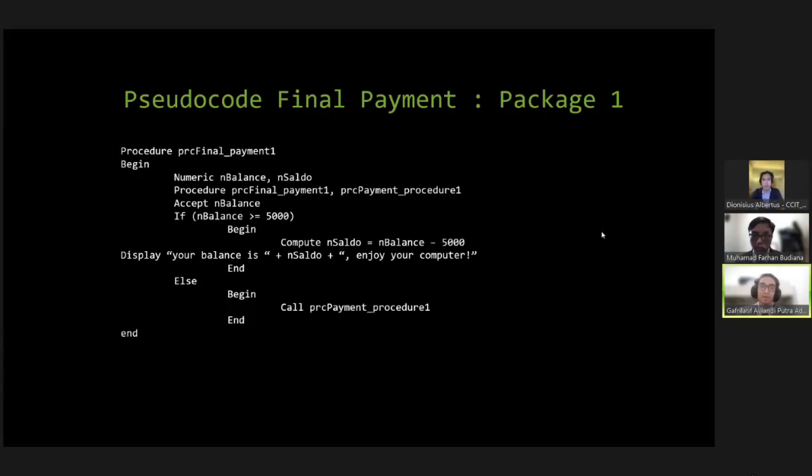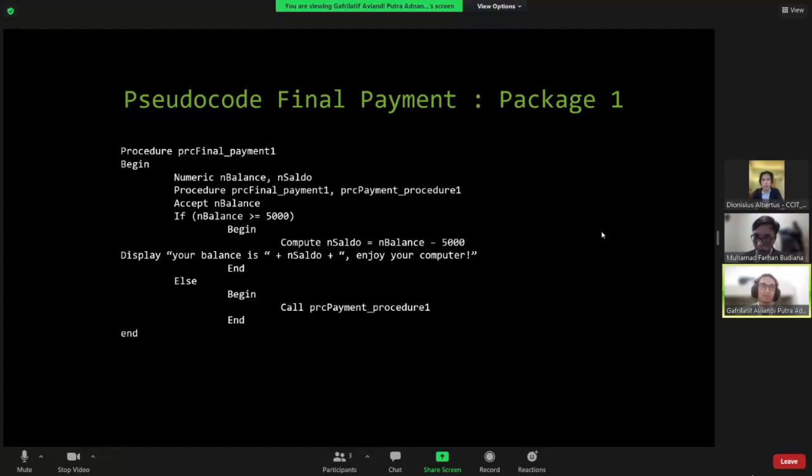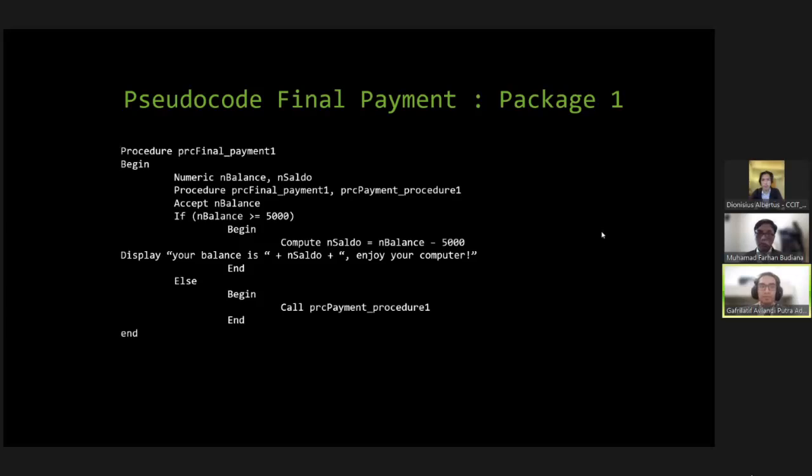Next, the final payment for package number 1. We begin the system and we declare all the variables. We accept their balance, which is how much money they have on the card. And if the balance is more than or equal to 5,000, then we can begin to compute how much balance they have after the purchase. And after that, you can finally enjoy the computer. Or else, if you don't have enough, then it will call you back to payment procedure 1, where you can reconfirm your purchase.